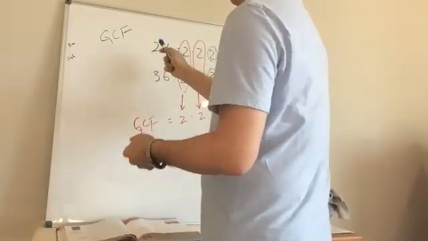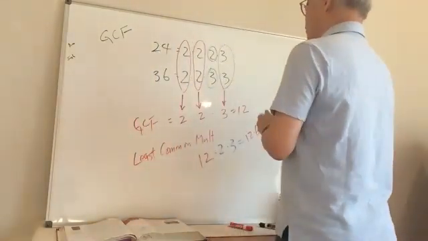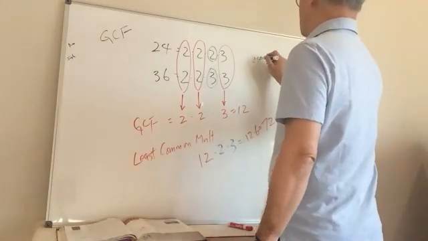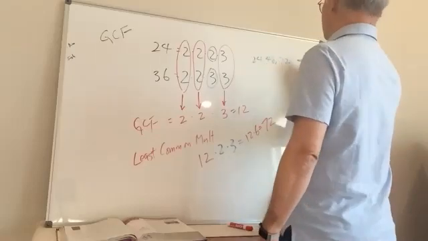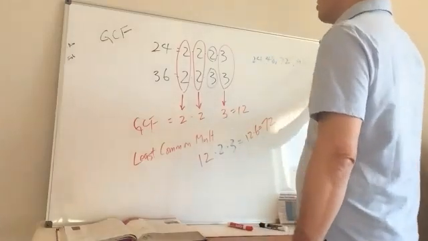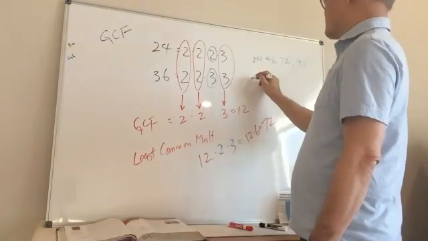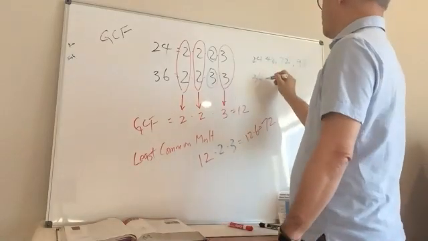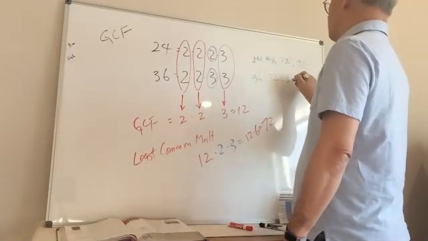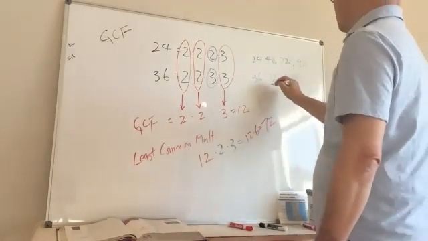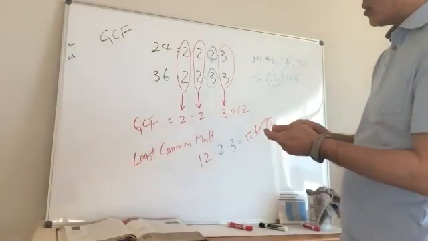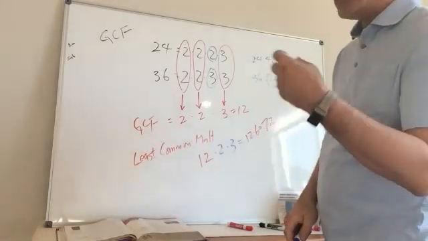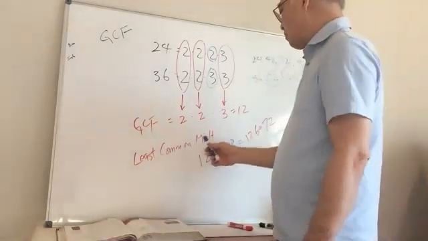So 72 is your least common multiple, right? Because if you did multiples of 24, what are you going to get? You're going to get 24, 48, 72, 96, and so on and so forth, right? For 36, the next common multiple is going to be 72. The next one's going to be 108. So here we go. We share the 72. 72 is the smallest, or the least common multiple.